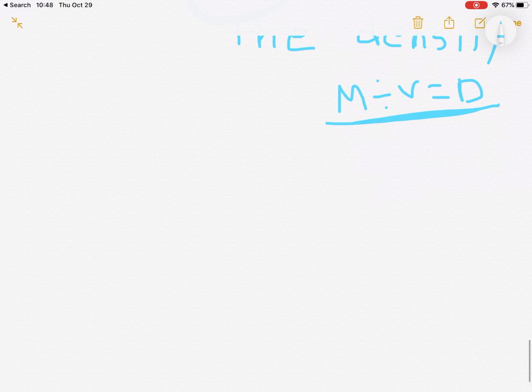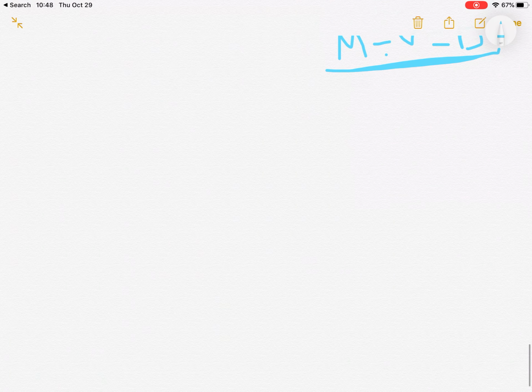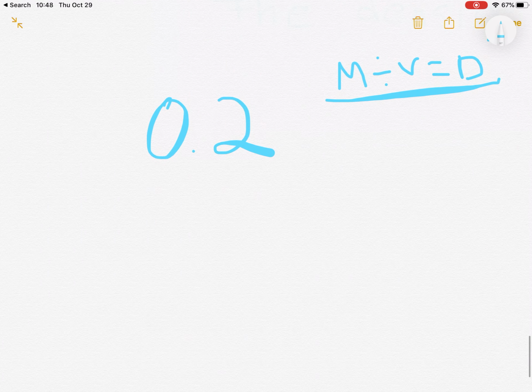And this little equation and circling your data will be your way of showing your work to your teacher. And then we type in our calculator, 5 divided by 25, and it'll equal 0.2. And our answer will be 0.2. And grams per milliliter, as always.